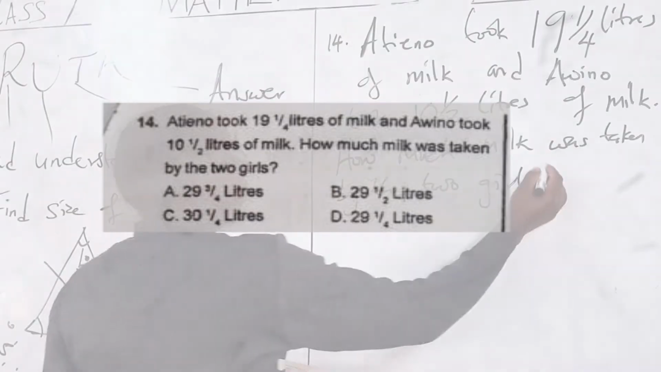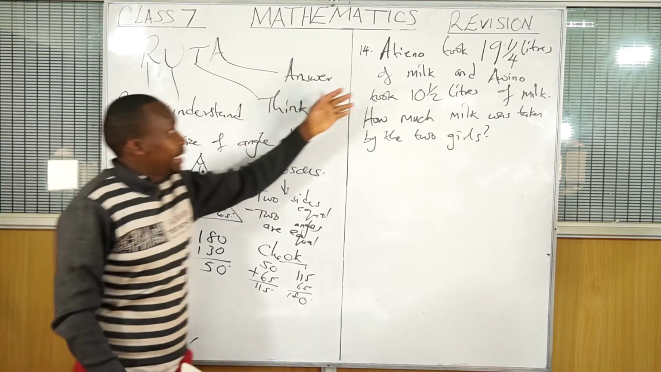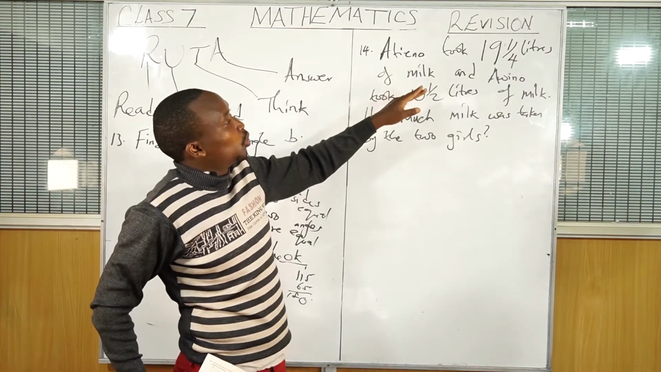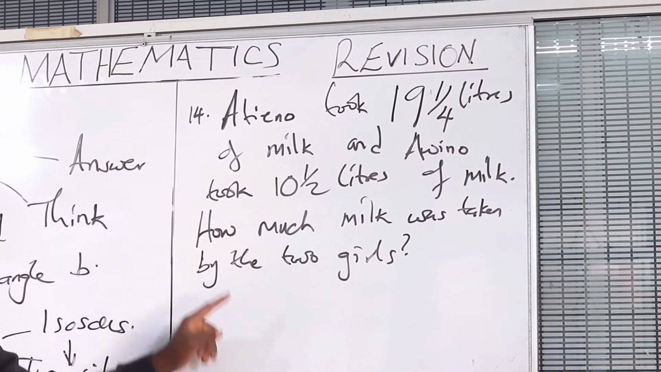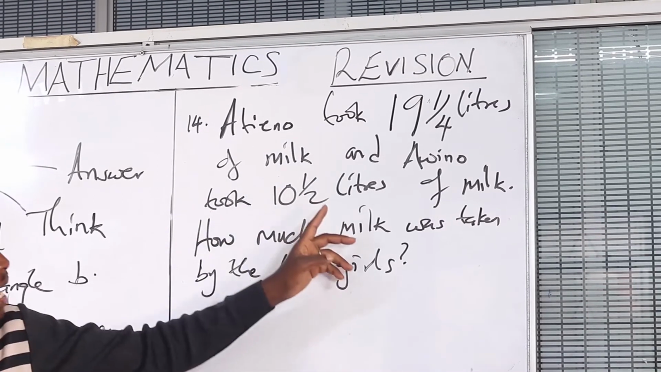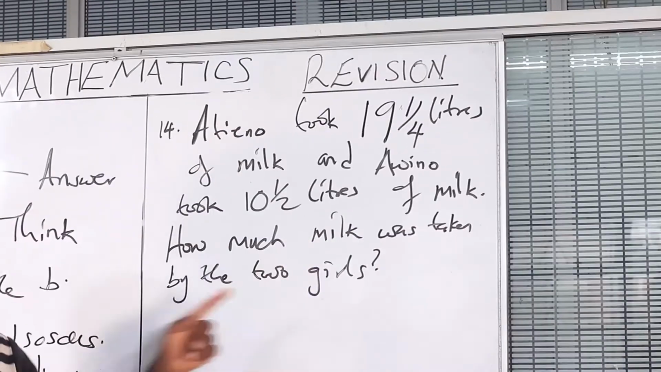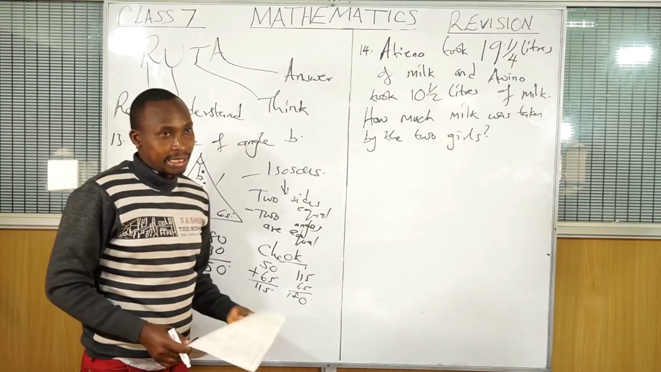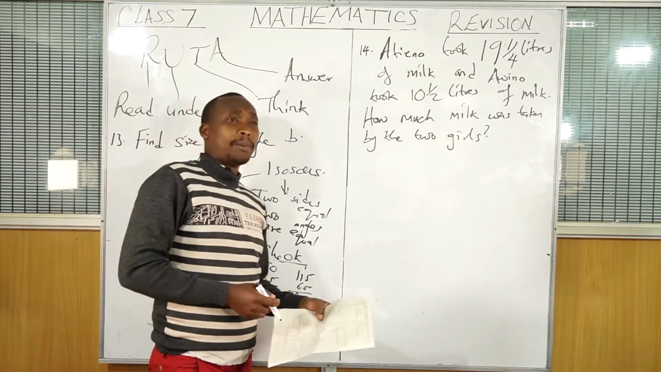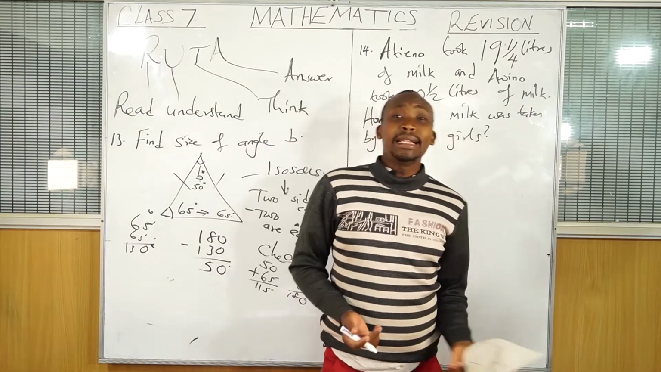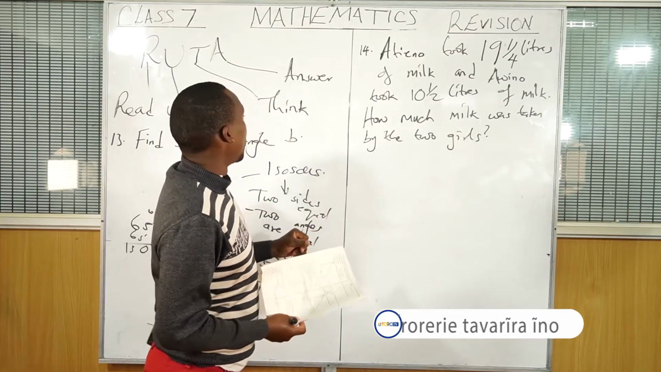Now, let's read using our formula that was ROUTER, R for reading. Let's all of us read. Atieno took 19 and a quarter liters of milk, and Awino took 10 and a half liters of milk. How much milk was taken by the two girls? Now, what are you supposed to do? Are you supposed to multiply, to add, or to subtract? To subtract. Okay, what are we supposed to do? Yes?